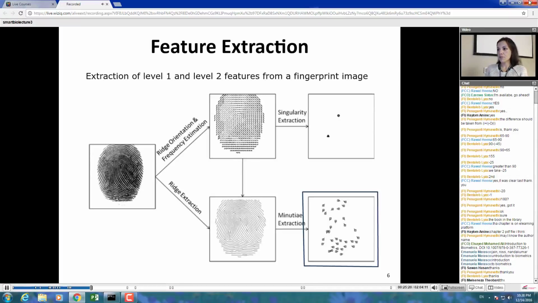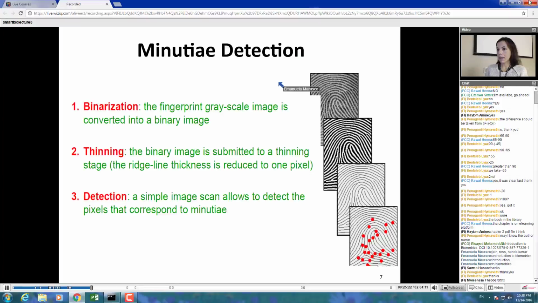So the minutia detection, we already discussed something last time, but I want to repeat. The minutia detection is a process based on 3 main steps: binarization, thinning, and detection. So the binarization transforms a grayscale image into a binary image. So we have a saturation process applied to the gray level values. This is the input image. This is the output of the binarization.